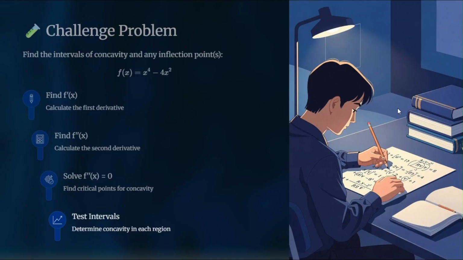You now understand how to analyze concavity using the second derivative, identify points of inflection, and apply these concepts to various functions.